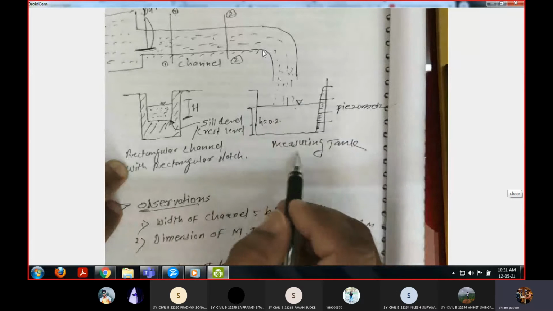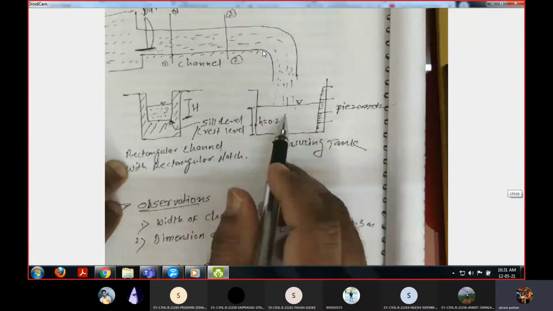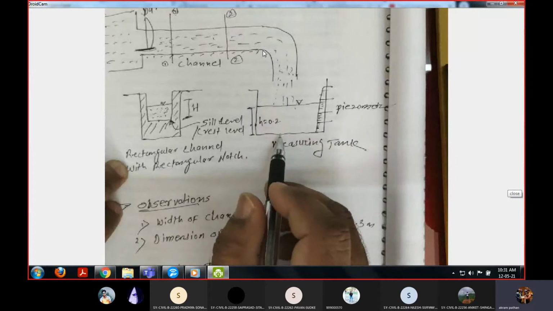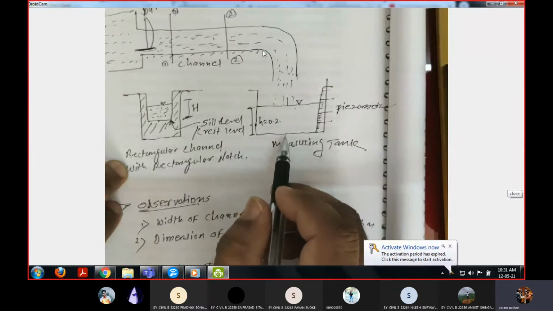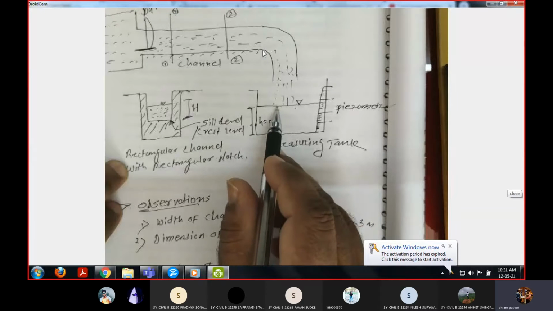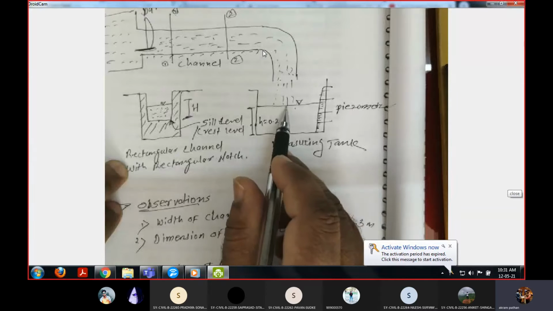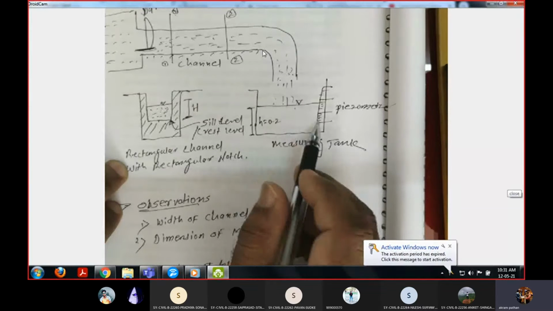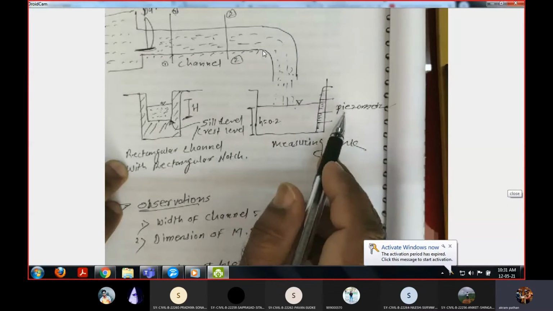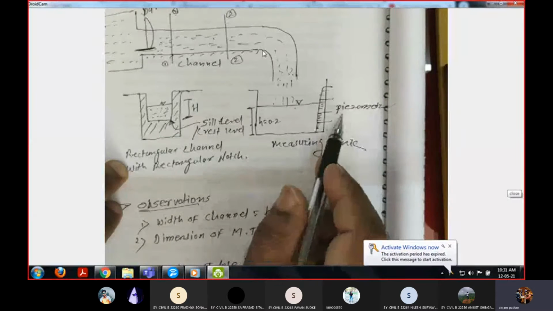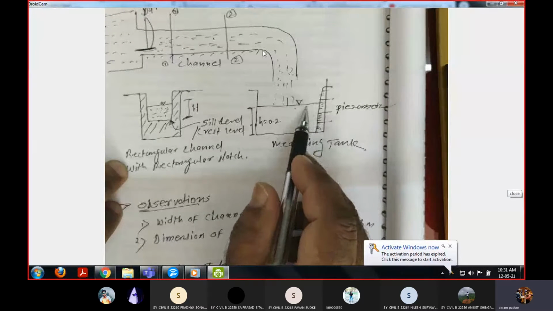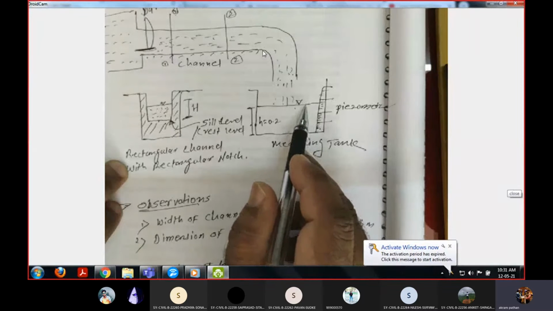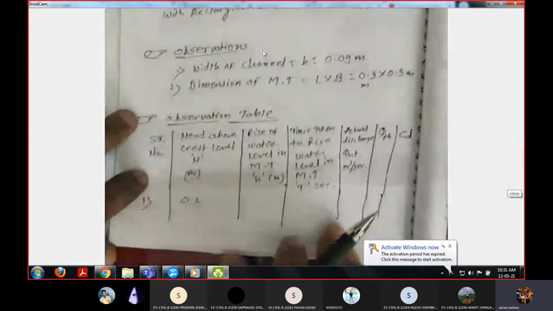आता जेव्हा या मेजरिंग टँकमध्ये पाणी पडेल चॅनलमधून, तेव्हा आपल्याला काय करायचं आहे, स्टॉप वॉच लावून द्यायची आहे. कधीपर्यंत स्टॉप वॉच चालू ठेवायची, जोपर्यंत पाण्याची लेवल 20 सेंटीमीटर पर्यंत येईपर्यंत. जेव्हा 20 सेंटीमीटर राईज आली, दॅट कॅन बी सीन बाय द पिझोमीटर. पिझोमीटरने आपल्याला कळतं की लेवल कितीपर्यंत आली. जेव्हा 20 सेंटीमीटर पर्यंत लेवल आली तर स्टॉप वॉच बंद करायची आणि तो टाइम इथं लिहायचा.